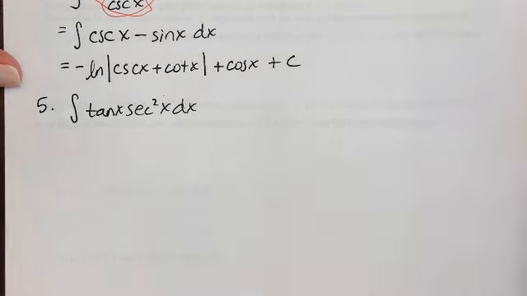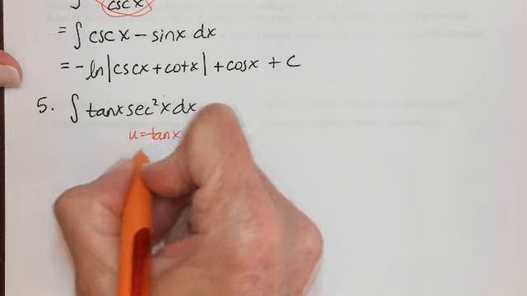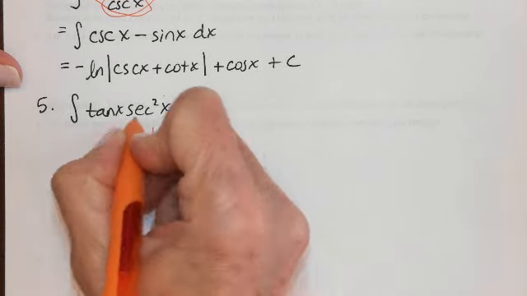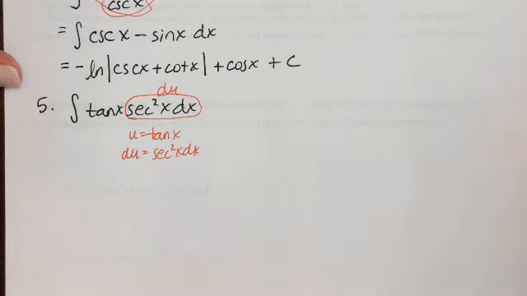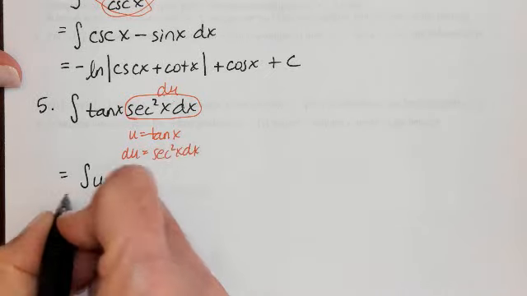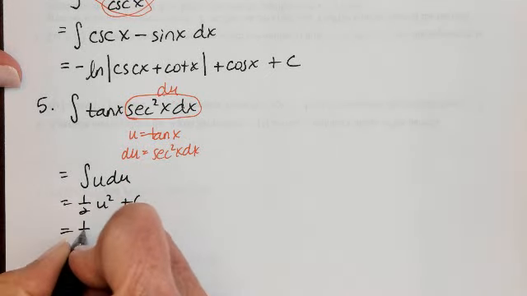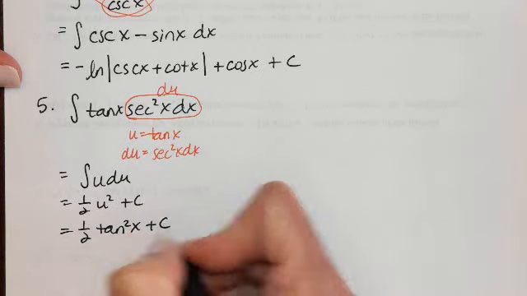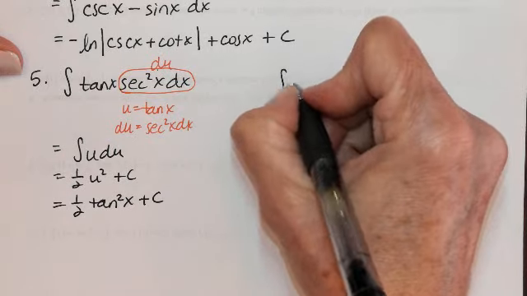So the first way, I'm going to do a u sub where u is tangent x. Du would be secant squared x dx, which is right here. So that would be my du. So I would just have the integral of u du, which is 1/2 u squared plus c. So that would be 1/2 tangent squared x plus c. Okay? Let's come over and do it the other way.